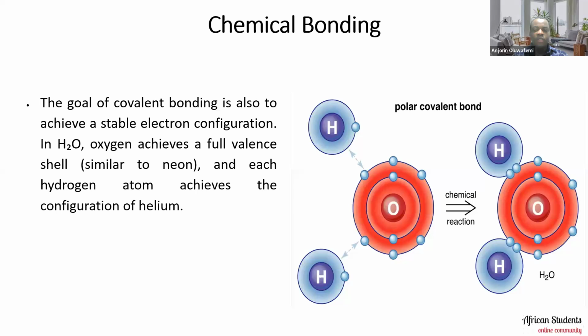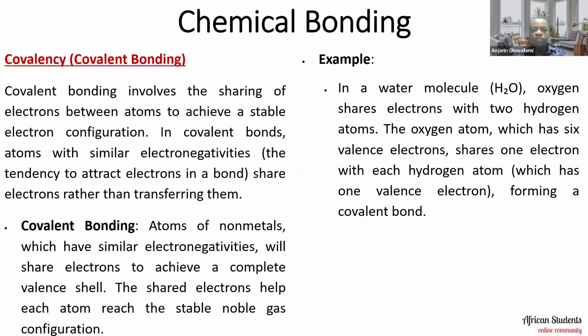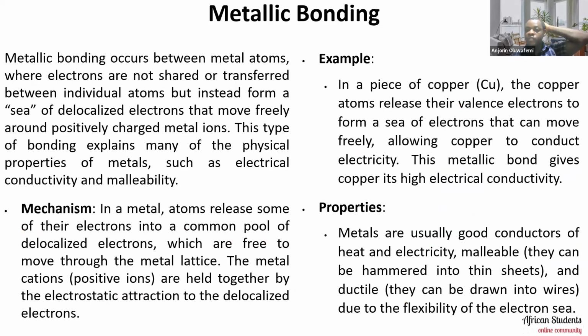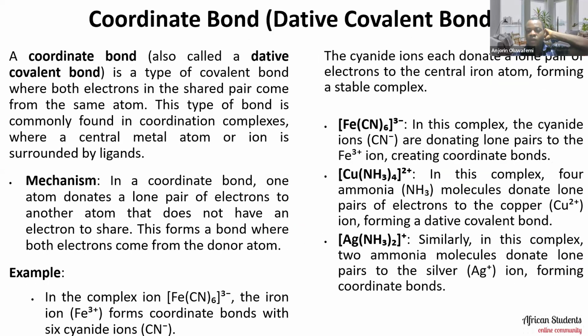So we have been able to talk about the electrovalent bonding, the covalent bonding. We've talked about the hydrogen bonding. We've also equally looked at the metallic bonding, and then the coordinate bond or the dative covalent bond. So that's what we have been able to look at in this particular lesson.